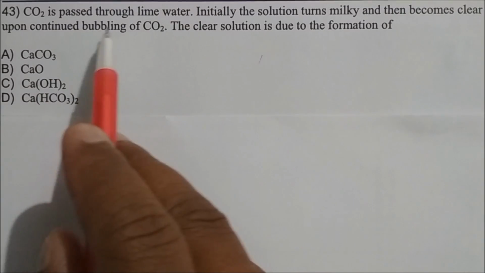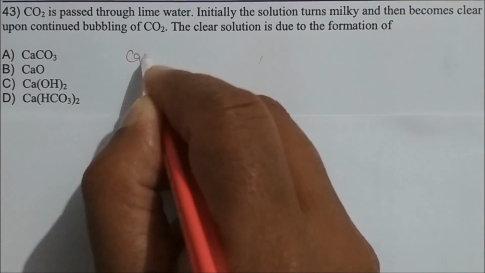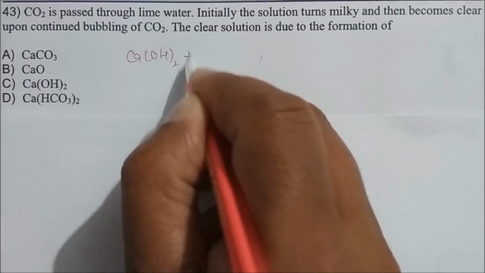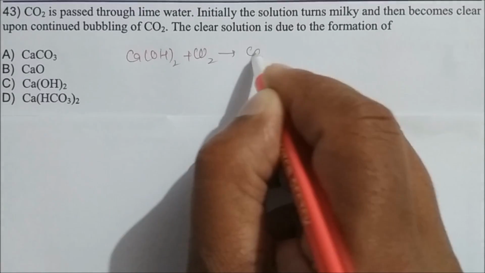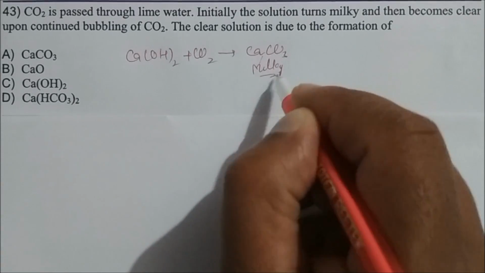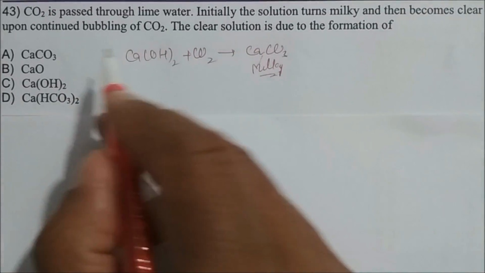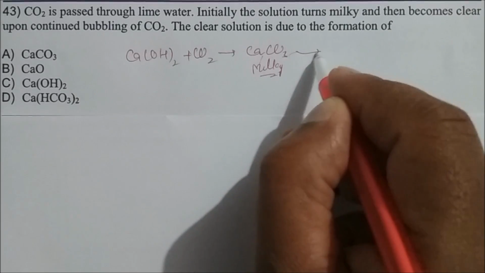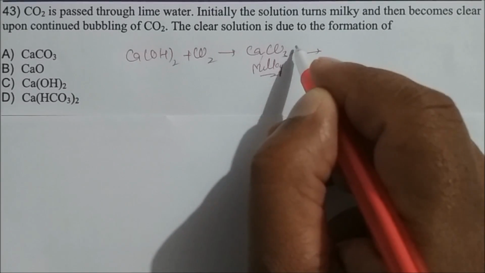Carbon dioxide passed through lime water. This lime water is calcium hydroxide, and if you pass carbon dioxide, it becomes calcium carbonate. So this becomes milky in color, and it becomes clear again if you continue bubbling. This is calcium carbonate plus water.